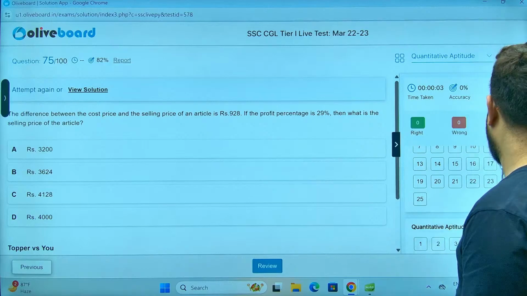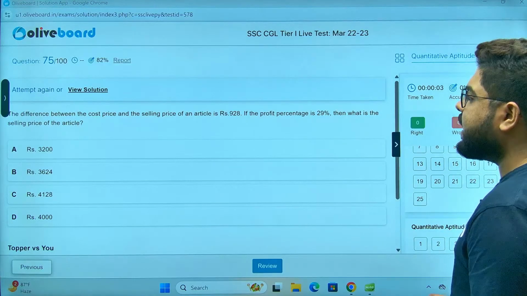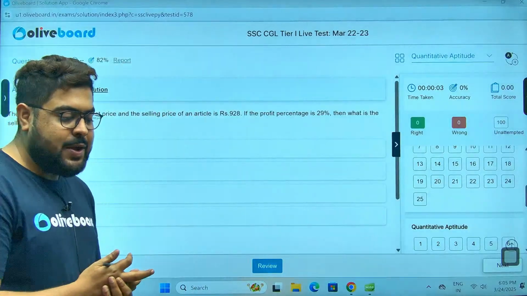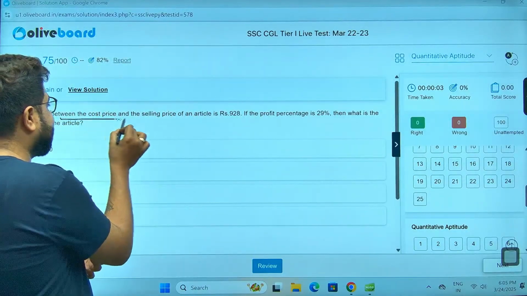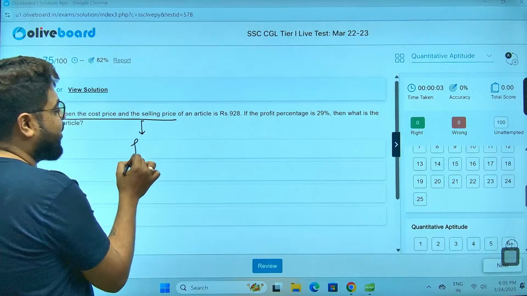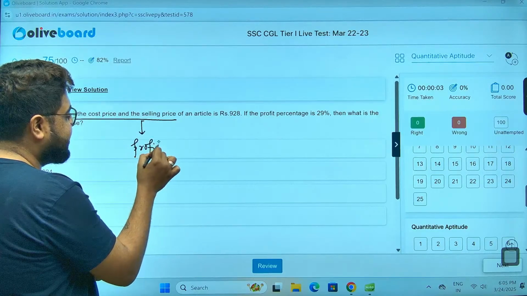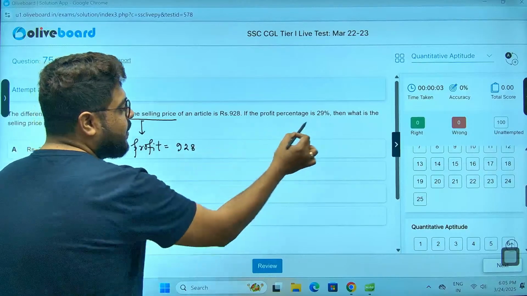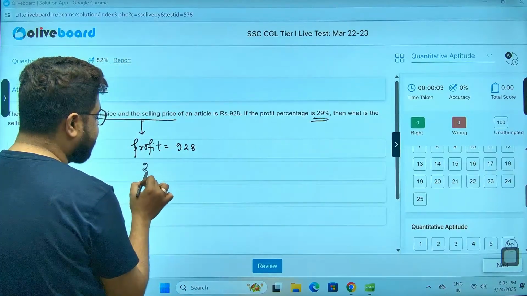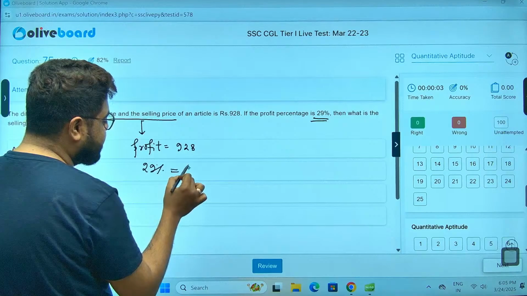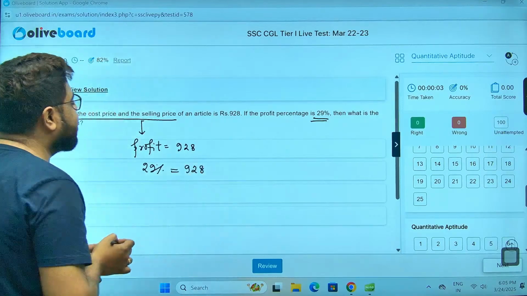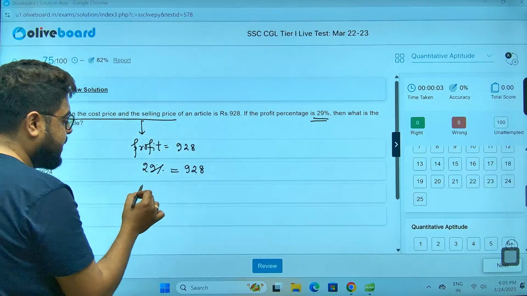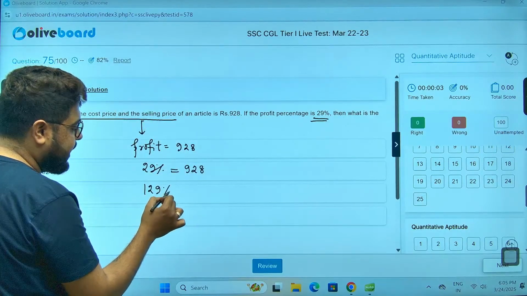Next one, sir. Selling price, cost price difference. Profit is given as 928. Whenever you see the difference between these, it is not stated whether it is profit or loss. Over here, it is profit, definitely. It is 928. In percentage terms, this is 29. So that means 29% value is 928. They're asking what? Selling price. So if 100% is always CP, that means selling price will be 129%.